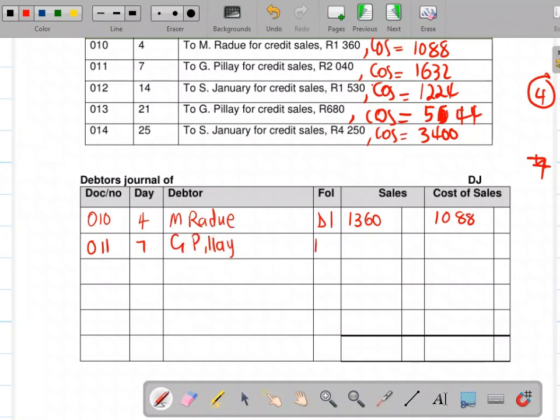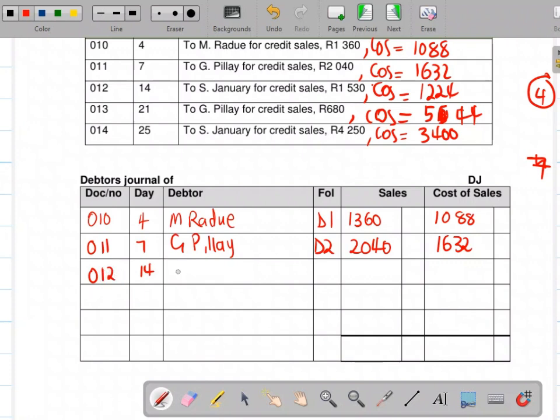Then day 7, the source document, day 7, credit sale to student number 2. The amount for sales was 2,040. Cost of sales has been calculated as 1,632.